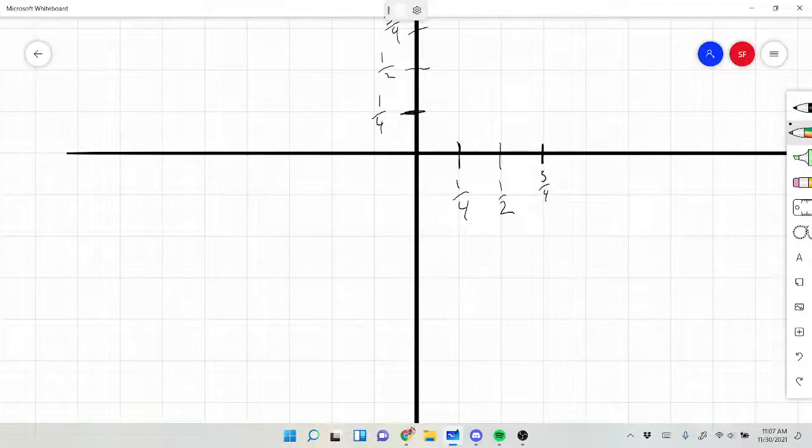Is it bigger than 1/4? Yes. Is it bigger than 1/2? Yes, because it's 2/3. 2/3 also equals 4/6. How many sixths are in a half? 3. So 4/6 would be bigger than a half, but barely, right? So 2/3, about right there. Because math.